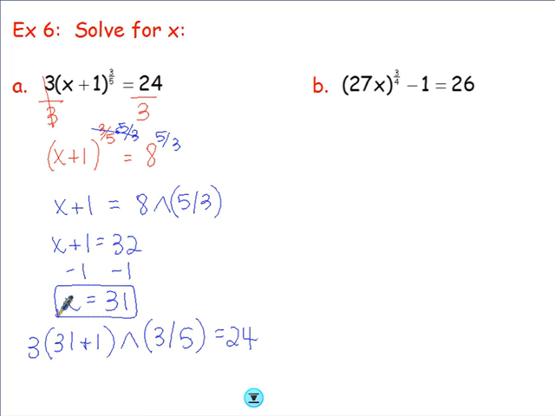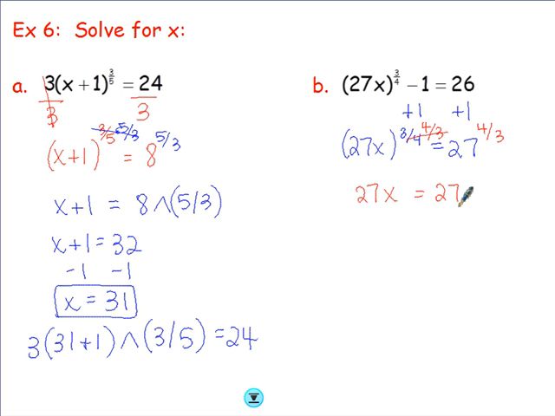Let's see how you guys did. We're going to start by adding 1 to both sides. That leaves us with 27x to the power of 3/4 equals 27. We're going to use the reciprocal, so 4/3 on both sides. That makes a bunch of stuff go away. That leaves us with 27x equals, and you're typing in the calculator 27 exponent 4 divided by 3. Hopefully, if you type that in correctly, you should get an 81.